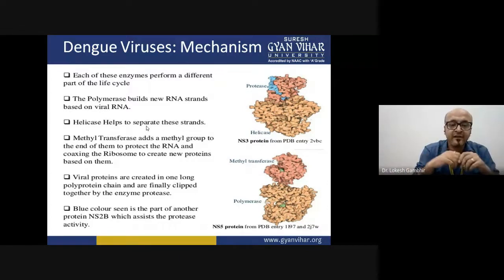Then we have methyl transferase. What is it doing? The viral methyl transferase will attach the methyl group on the newly formed RNA, thereby preventing the RNA from degradation.